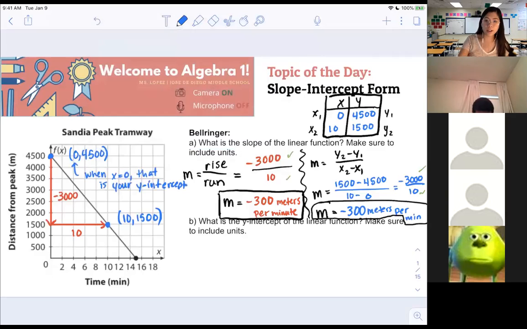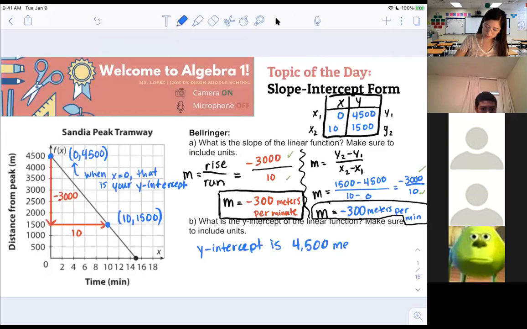Notice it's also where whenever x is 0, that's your y-intercept. So that's another way to think about it. Wherever x is 0, that's going to be your y-intercept. So my y-intercept is 4,500. And what are the units on that? Meters. Distance in meters, exactly.